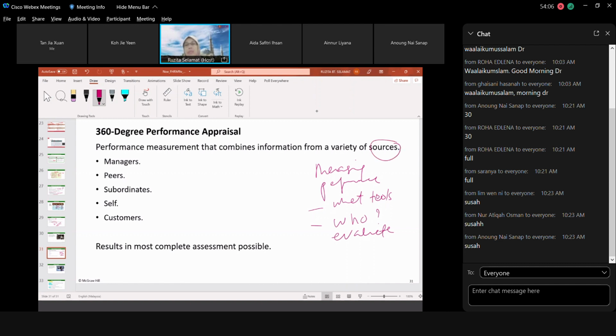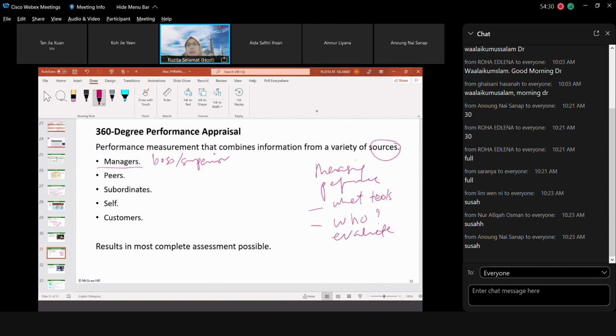Sumber-sumber maklumat untuk kita mendapatkan latar belakang prestasi seseorang pekerja. Alright, normally managers is the most common one. Semua orang normally akan dinilai oleh dia punya boss, right? Okay, your boss or your superior. Okay, and then your peers, rakan sekerja.